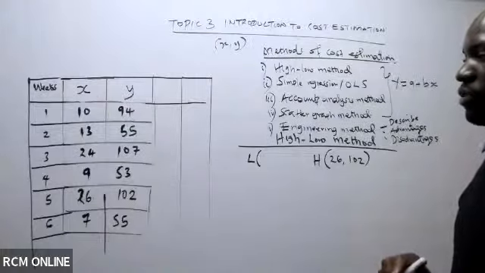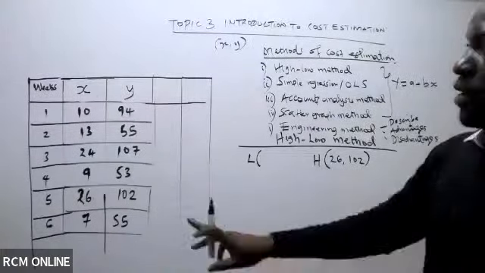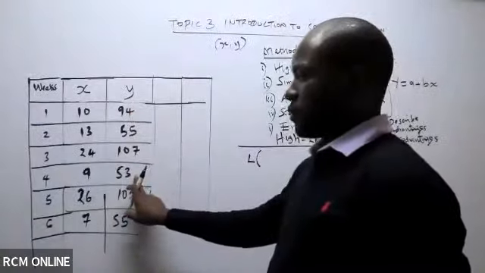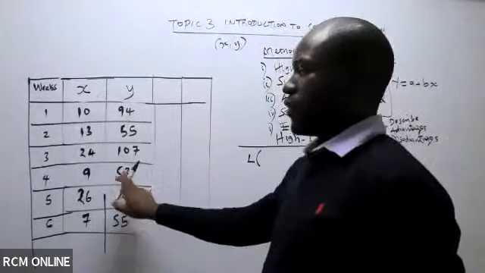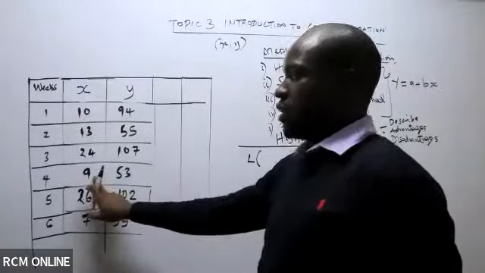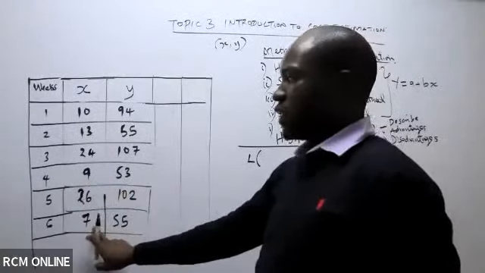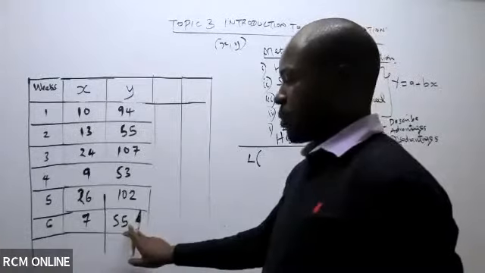Someone is already letting me down. Between 9 and 7. Column Y, 53, is the lowest. It is corresponding to 9, which is not the lowest. Column X, we have 7, which is the lowest. It is corresponding to 55.